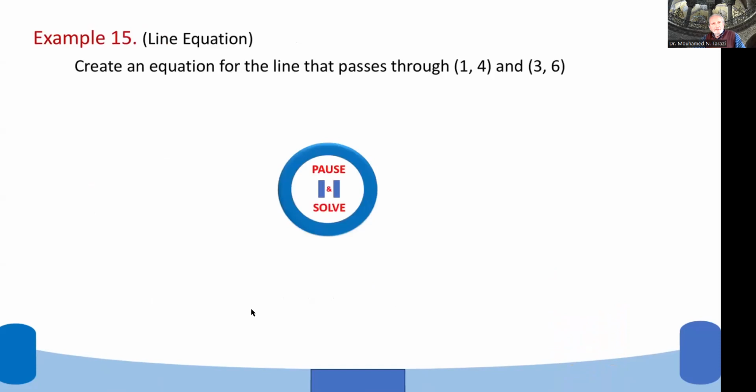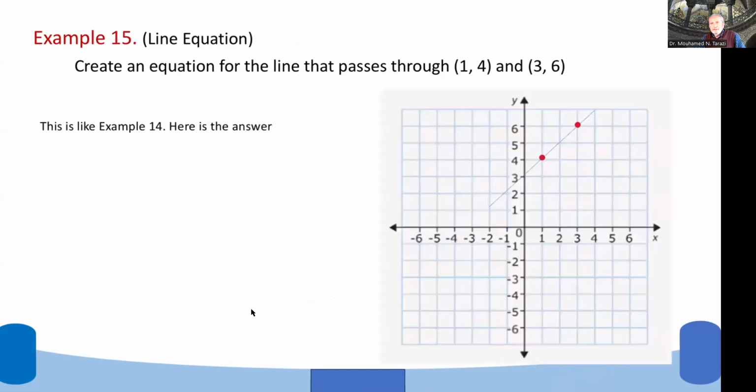Another example, line equations. Create an equation for the line that passes through (1, 4) and (3, 6). I draw this here, and I'm also lucky here because it passes through this point here. This is very similar to the previous example. The slope is 2 over 2, is 1. So you get this answer here. You can always check your answer. When x is 1, 1 plus 3 is 4. When x is 3, 3 plus 3 is 6.